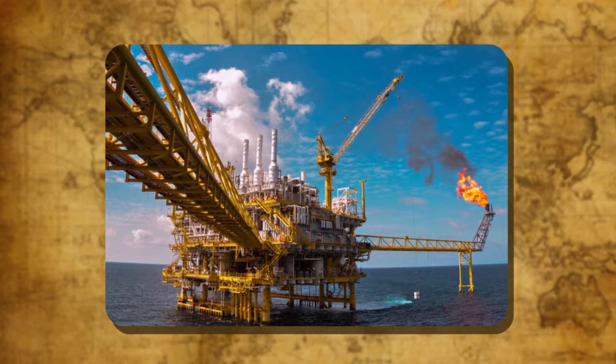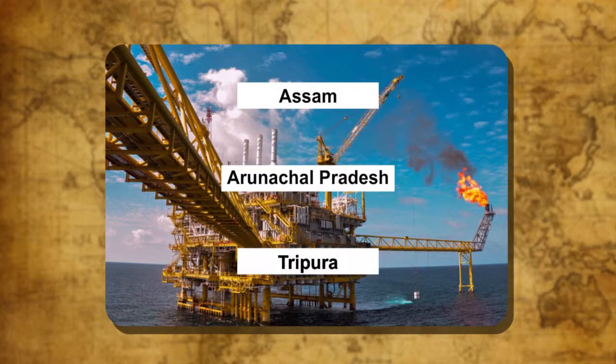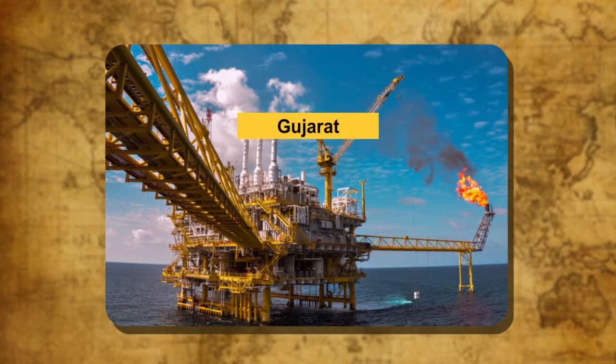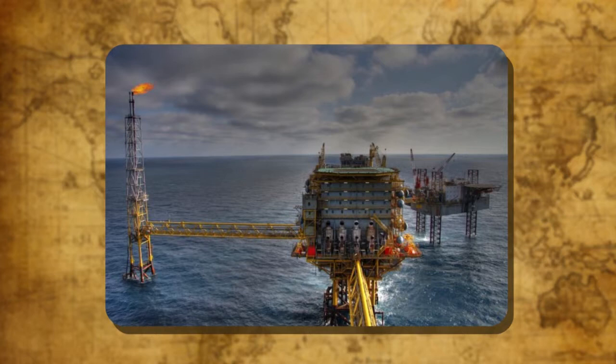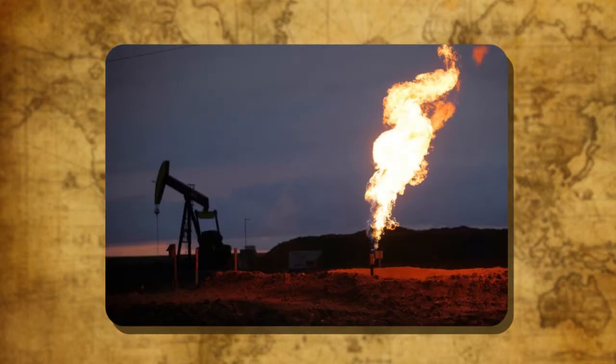In India, it is found in the eastern region such as Assam, Arunachal Pradesh, and Tripura. In the west, Gujarat and Bombay High. In the south, natural gas reserves have been found in the Kaveri and Krishna Godavari basins. Very few countries in the world have sufficient natural gas reserves of their own.